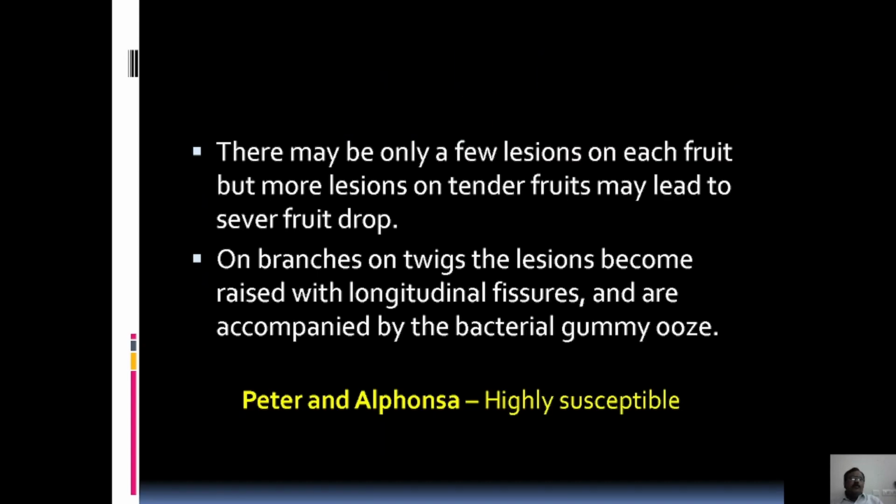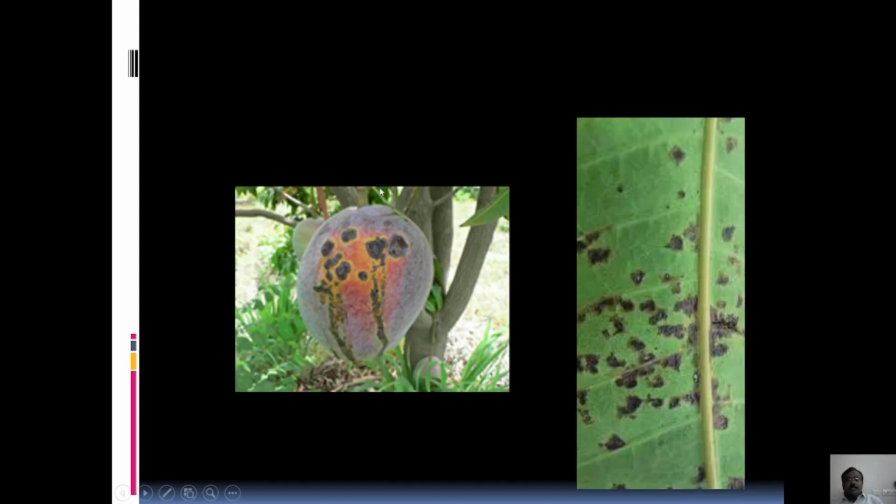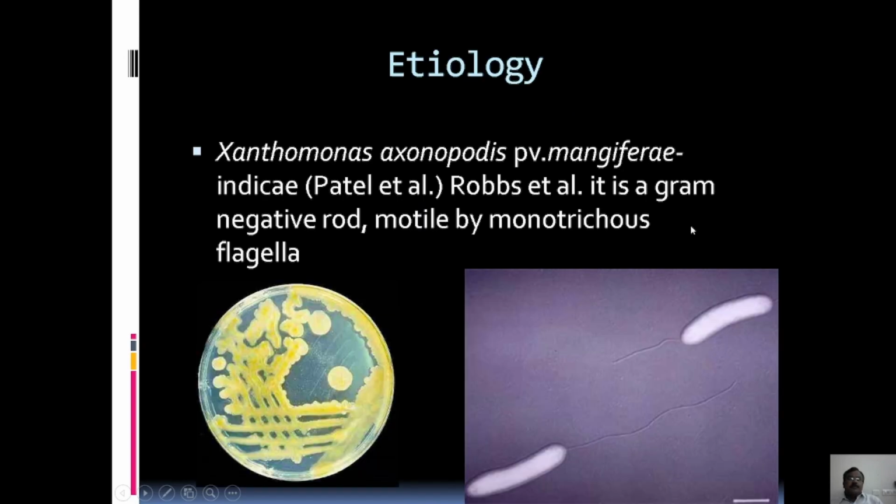There are a few lesions formed on the fruits and upon the bunches as well as on the twigs also. It produces longitudinal fissures. The varieties Peter as well as Alfonso are highly susceptible to this disease. This is the typical necrotic spots. The spots are restricted by the veins and veinlets and they have become angular in nature, typical necrotic spots on the surface of the fruits.